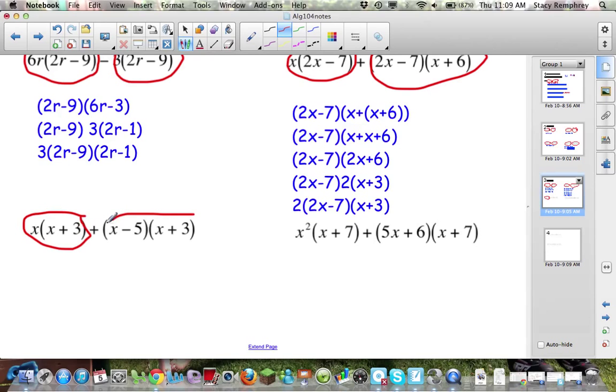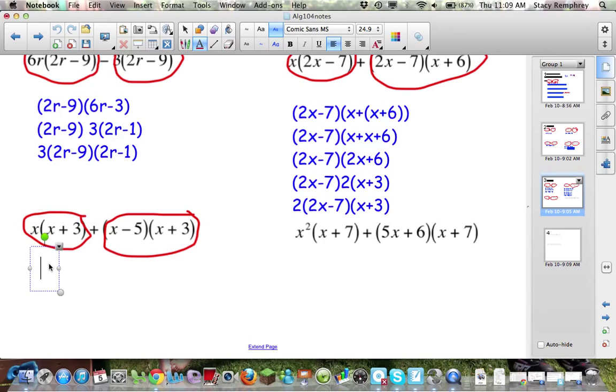Okay, I have this. I have this. What they have in common is x plus 3. That's the common factor. In the first term, if I take out the x plus 3, I'm left with x plus, because there's a plus right here. All right, over here I took out the x minus 5. I'm left with x plus 3. That gives me x plus 3.